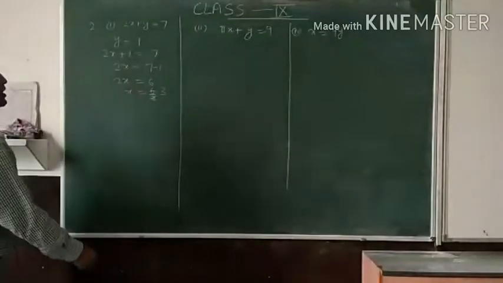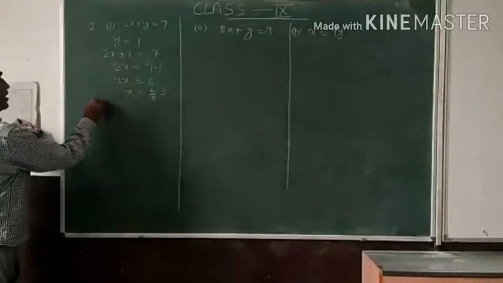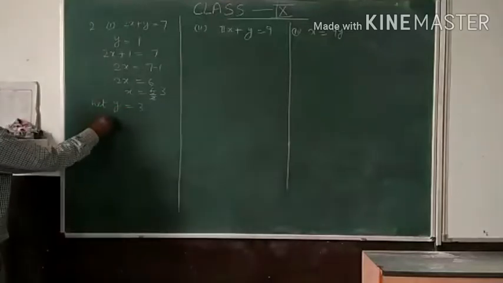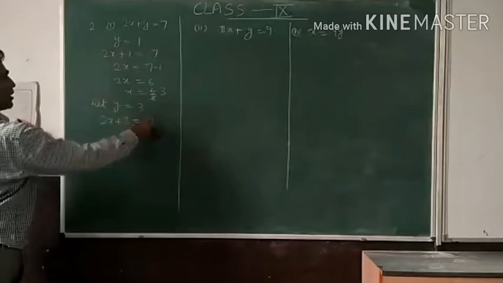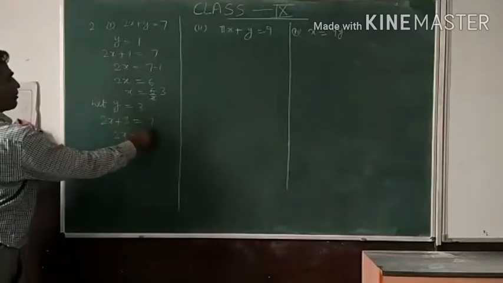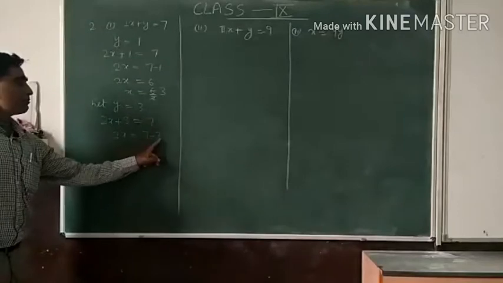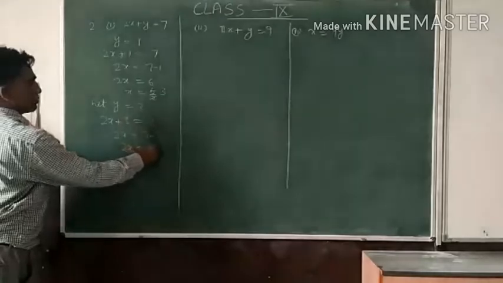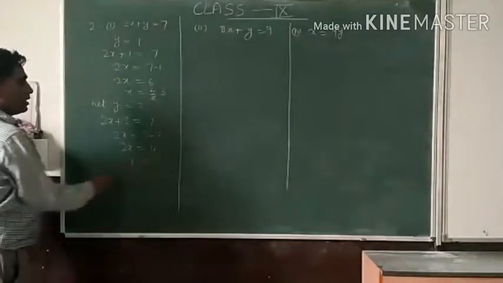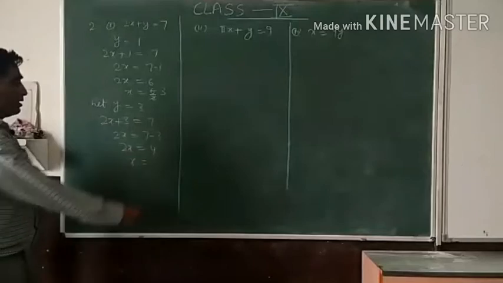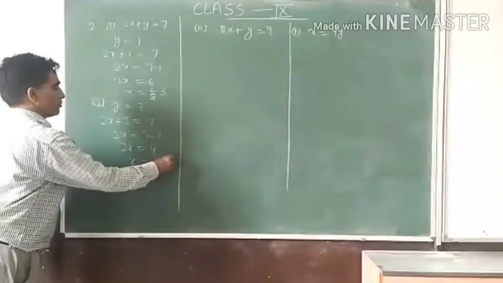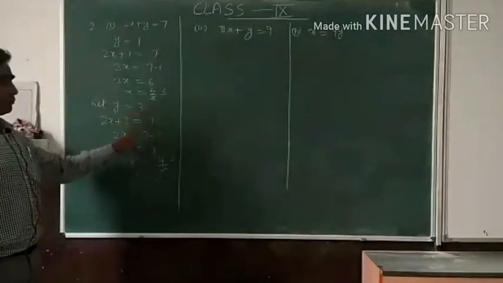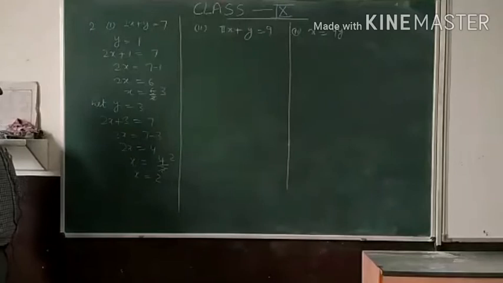Now let y is equal to 3. Students, 2x plus 3 is equal to 7. 2x equals 7 minus 3. When we subtract 7 minus 3, we get 4. 2x equals 4. x is equal to 4 upon 2, which is 2. Now the second solution is y is equal to 3 and x is equal to 2.